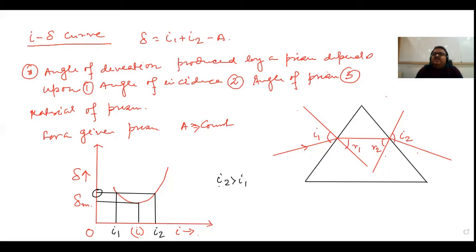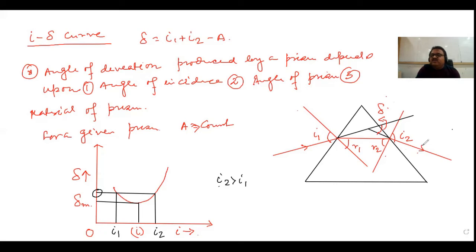Now, look, if I extend this line in the backward direction or forward direction, correct? Look, now this is the deviation. That means when I1 is the angle of incidence, I2 is the angle of emergence, delta is the deviation.